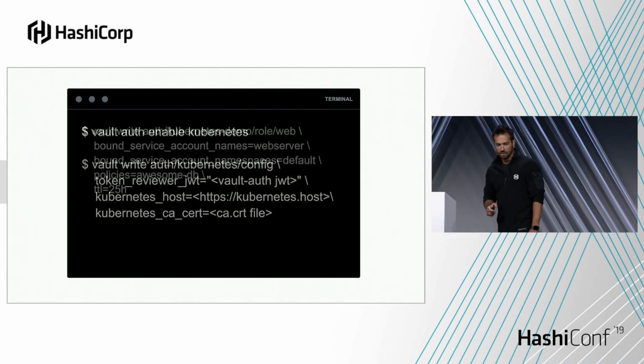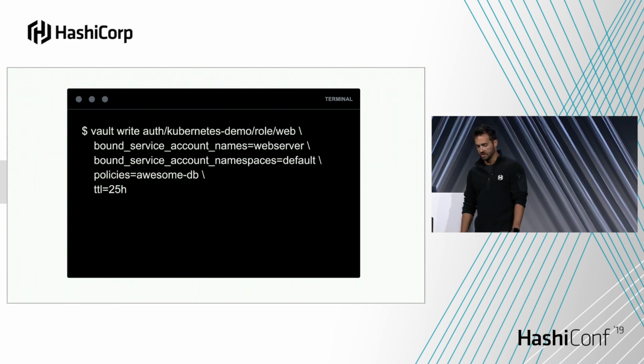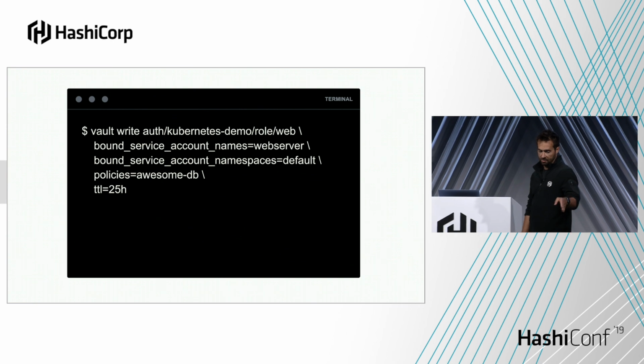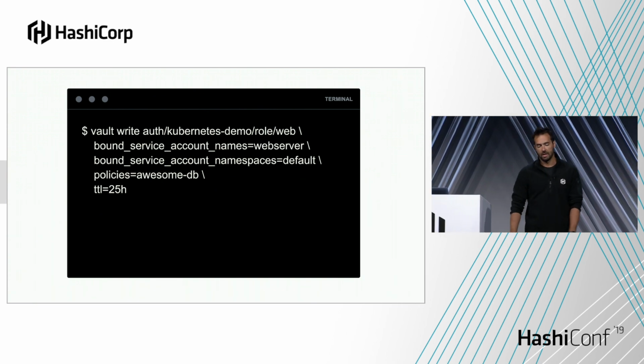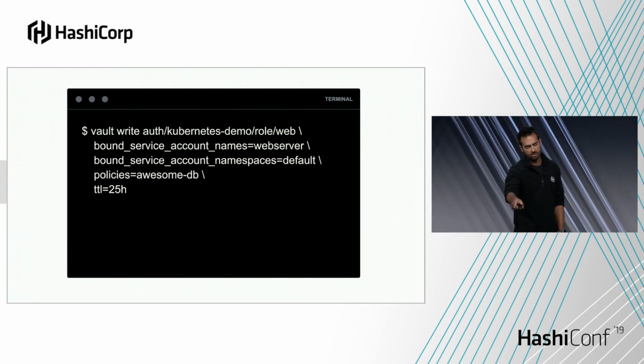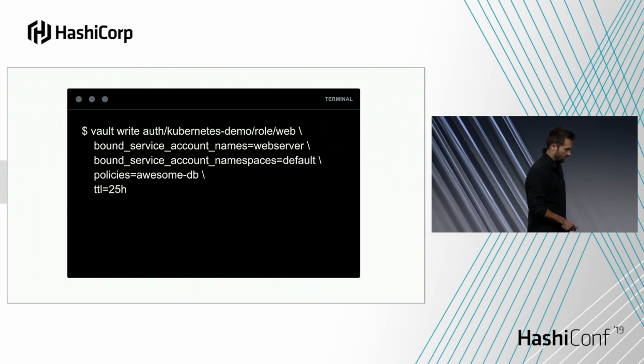All right. Next thing we'll do is using, again, the path, auth, that denotes the backend we're talking about. Oh, I forgot to edit that one. That was the custom path, Kubernetes demo. I forgot to edit that slide.